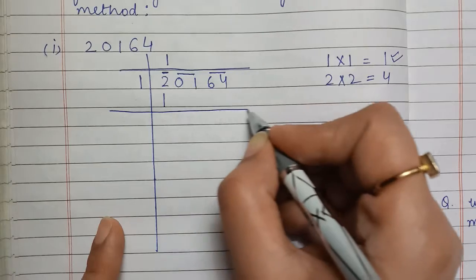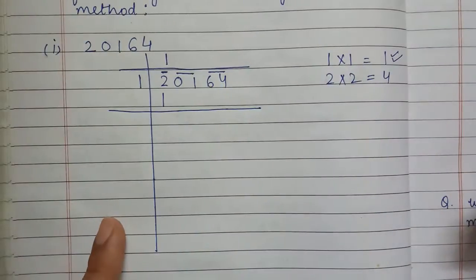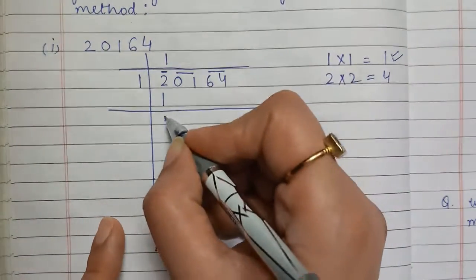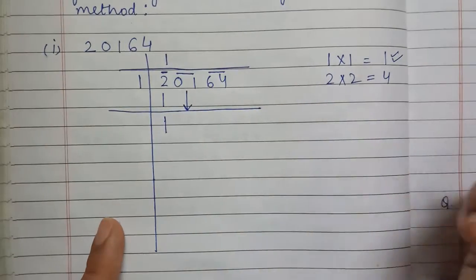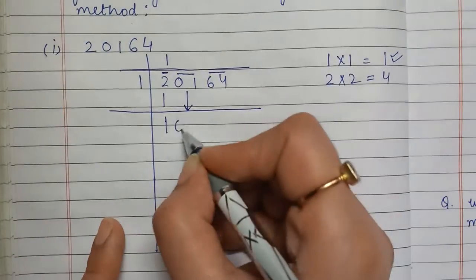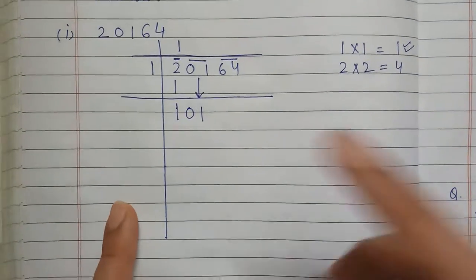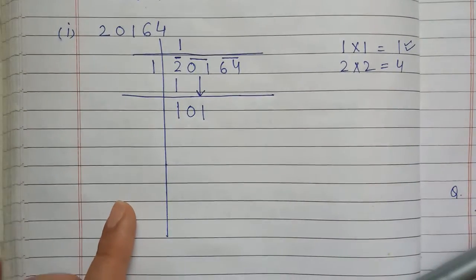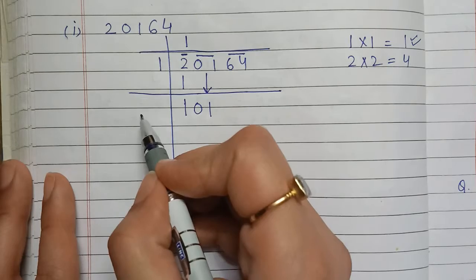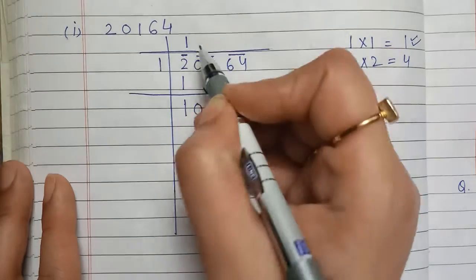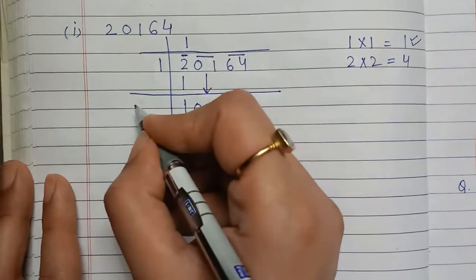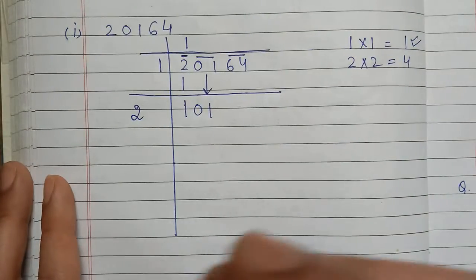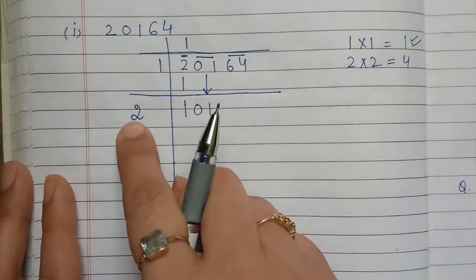And then we have to subtract the two numbers. On subtracting we get 1. Then we copy the another pair. The another pair is 01. We copy that, so the number becomes 101. Now what we have to write here at this place is the double of this number. Double of 1 is 2. Always take the double of this number here.